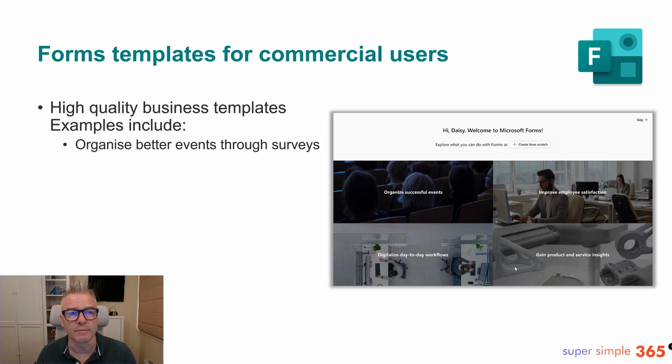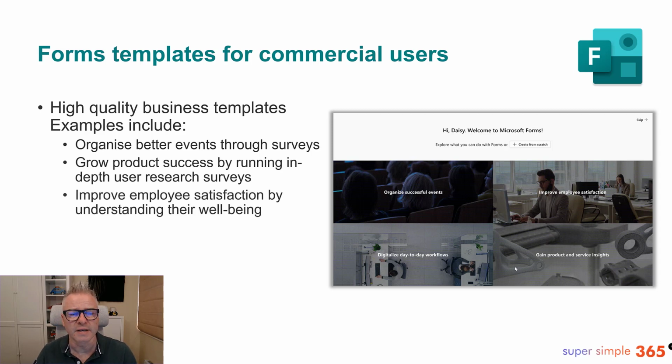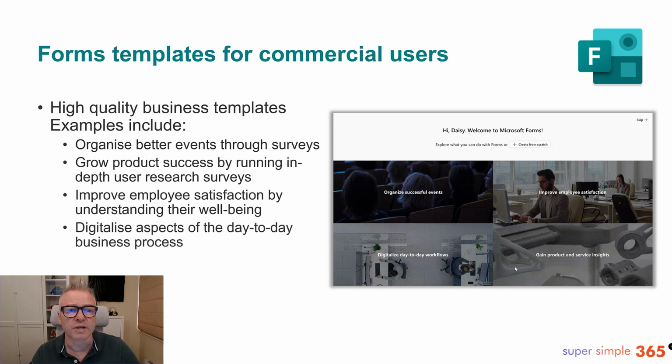So here's some examples. Better organize your events through surveys. Grow product success by running in-depth user research. Here's an interesting one. Improve employee satisfaction by understanding their well-being. I'm doing a webinar with the Inform team. I'll tell you about that a little bit later. So that's an interesting one for me. Digitizing different aspects of your day-to-day business processes. So that would be useful as well.